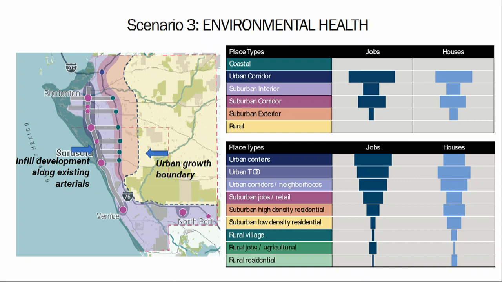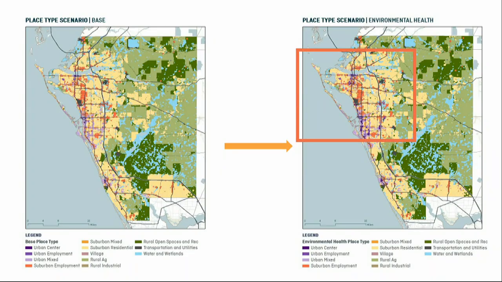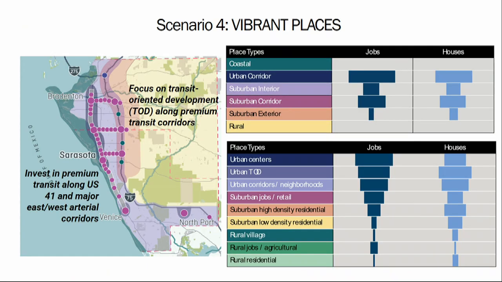One was focusing on environmental health and protecting the environment and promoting infill to a great extent, trying to get our local jurisdictions to adhere to what their urban growth boundaries are. And you can see that if we did that, there would be no new housing in the rural area, and the housing in the future would be much closer to the jobs. And so that scenario protected much more of the green space and focused growth in the existing area.